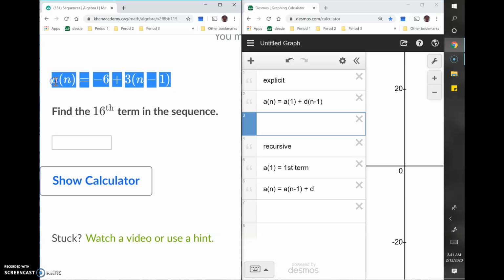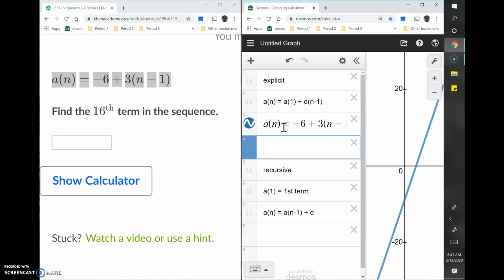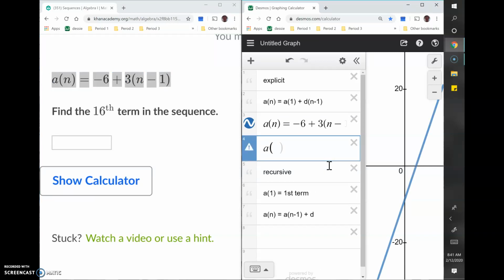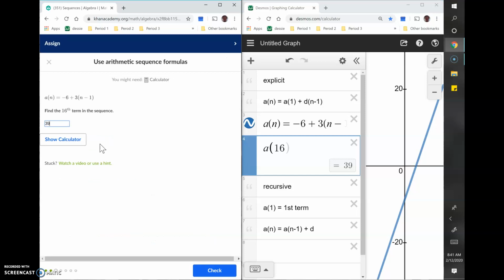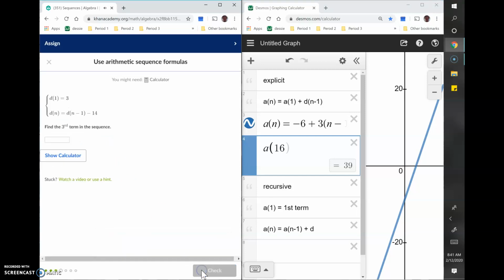Because it's explicit, we can use this strategy. We can copy in the formula. And we want to know what the 16th term is, so we can go ahead and call on the function a and type in the 16th term, which would be 39. I believe, I hope, and I would be correct. So looks like that strategy will work.